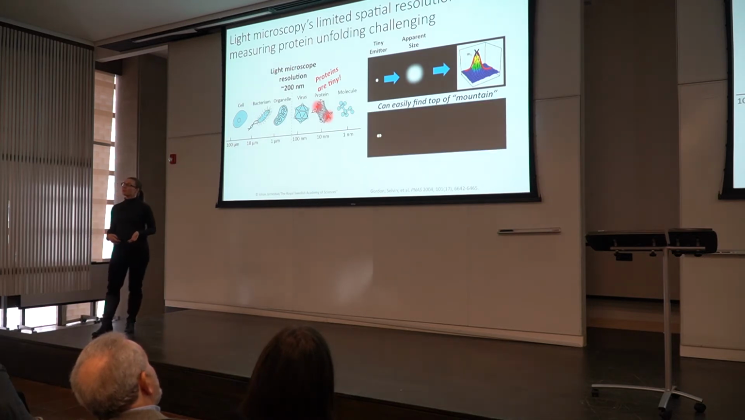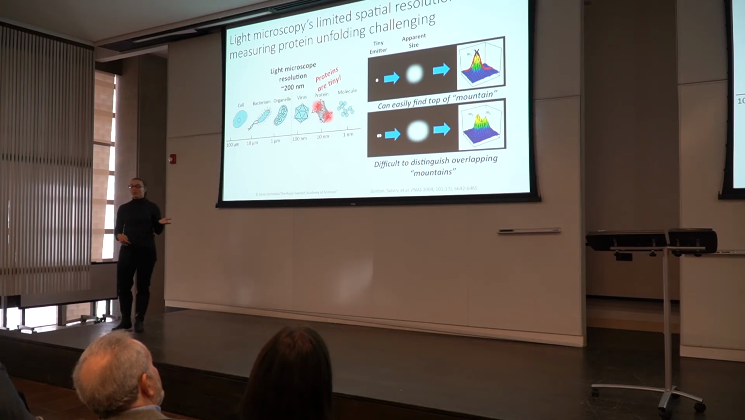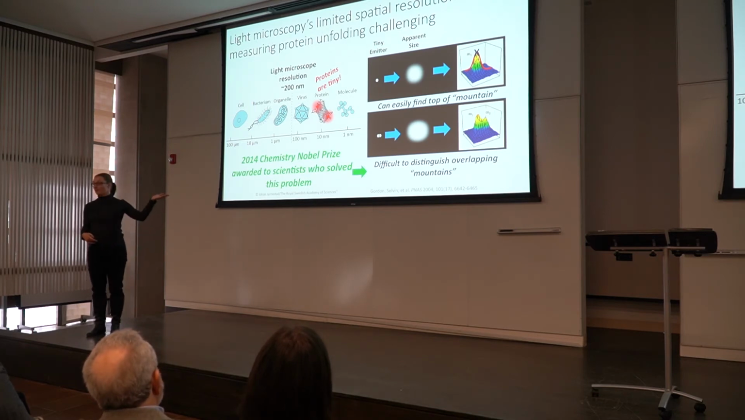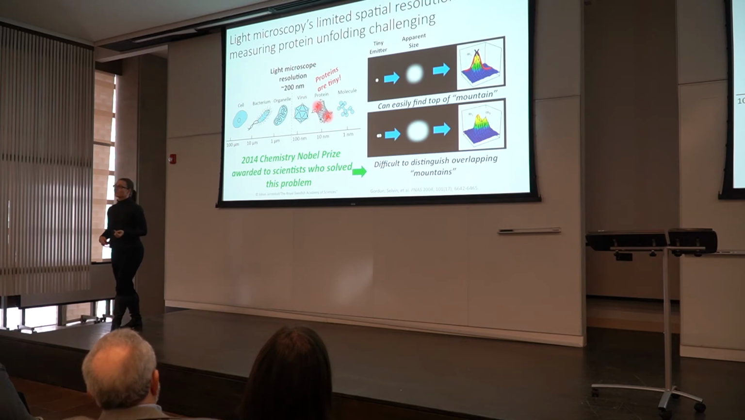However, when you have two emitters that are in this same resolution limited area, their mountain structure starts to overlap, and it becomes difficult to distinguish one peak from the other, which is of course going to make measuring our protein unfolding difficult. Now, this problem was a really important scientific problem. In 2014, the Nobel Prize in Chemistry was awarded to scientists who were able to overcome this problem and find a way to distinguish these two peaks. I'm going to talk about one way that you can do this.